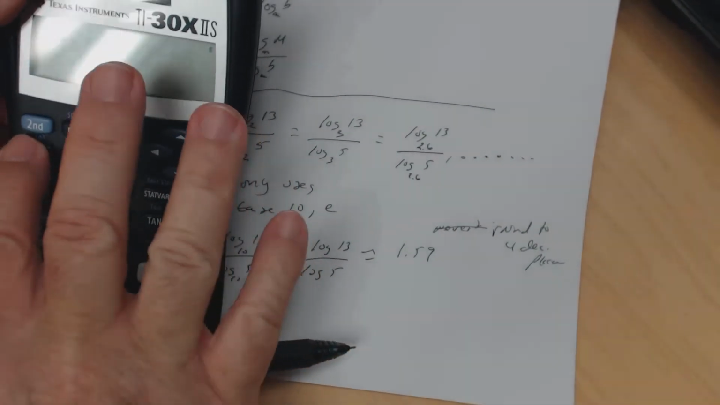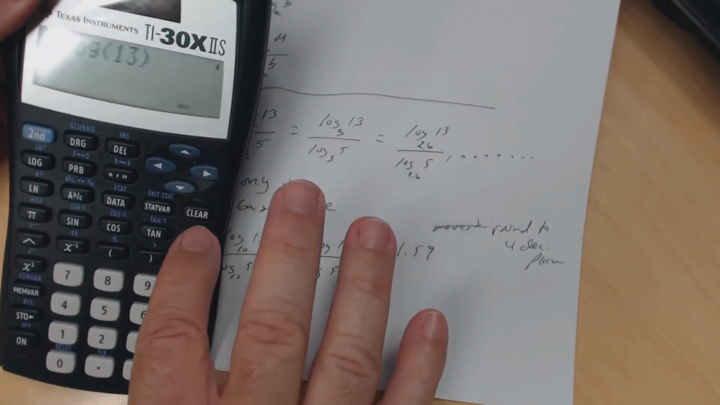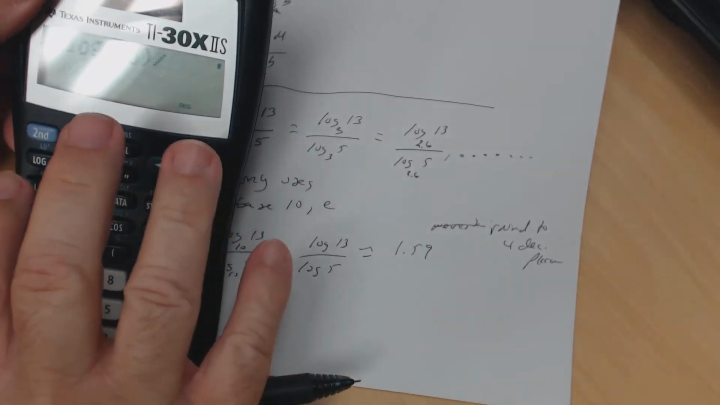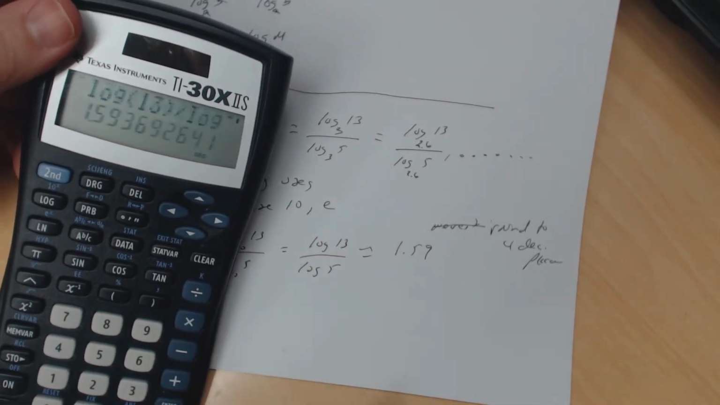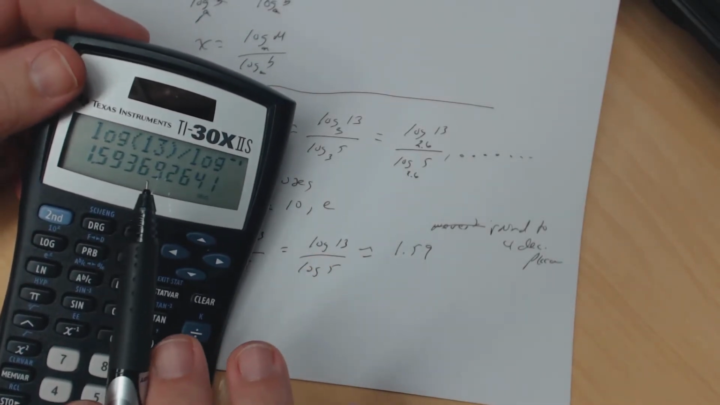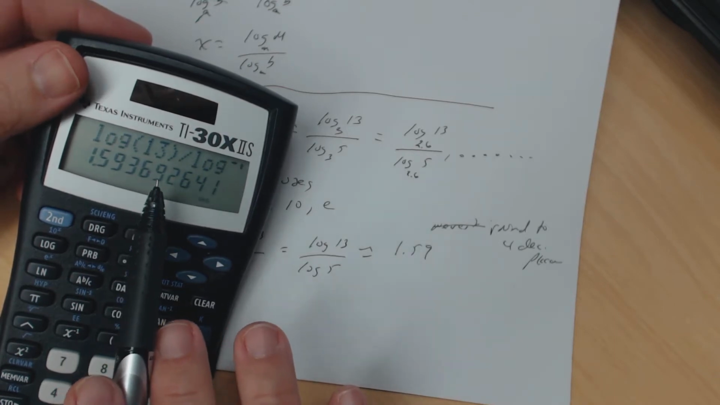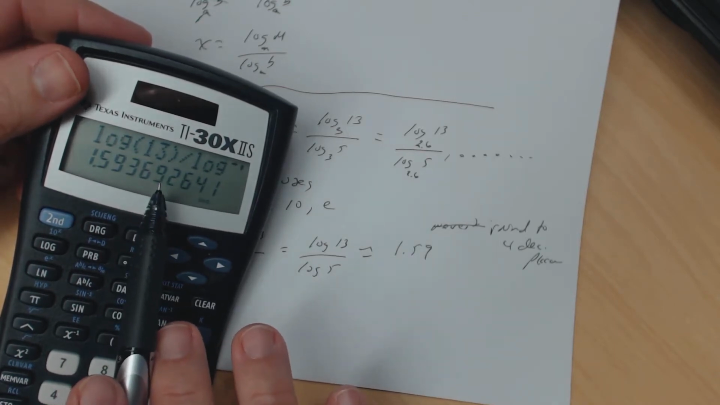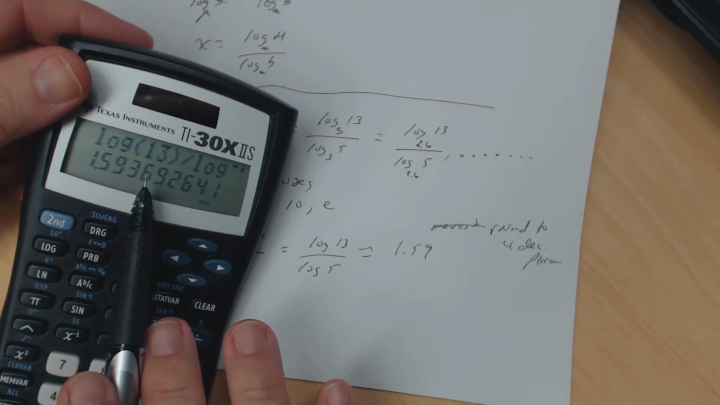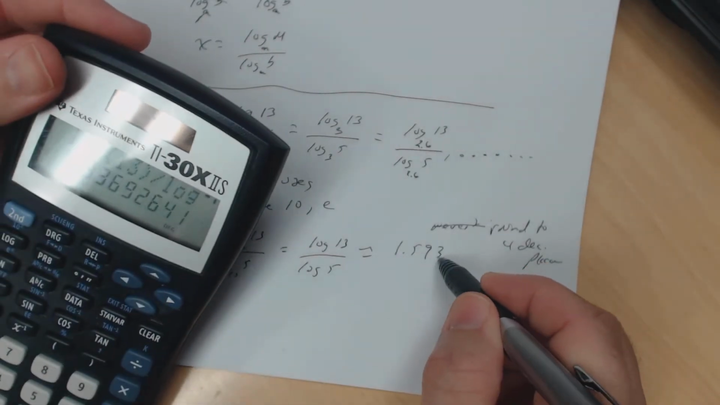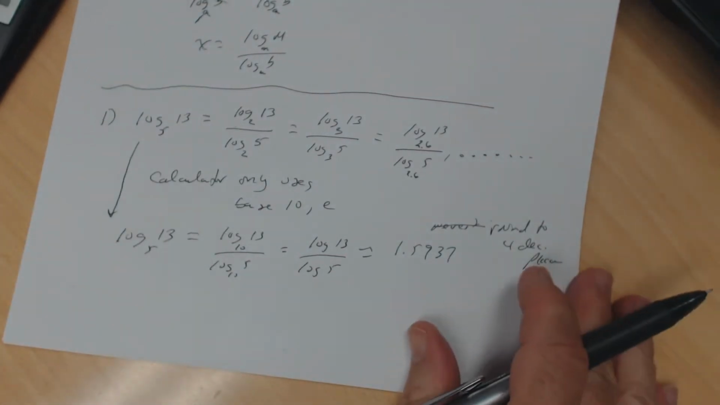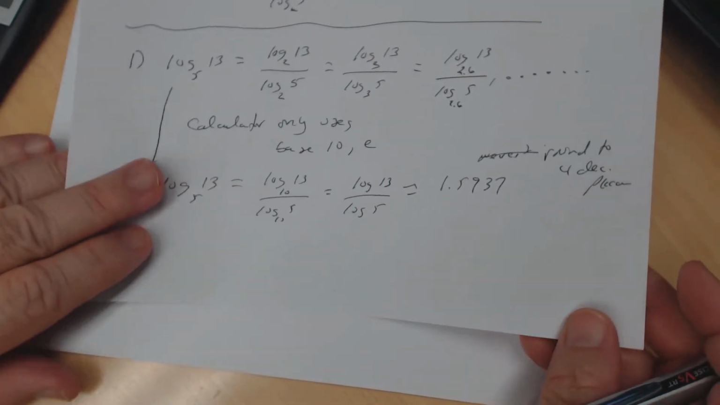So the log of 13 divided by the log of 5, close the parentheses, don't forget to close the parentheses, equal, and you get 1.5937. Because remember, you got to look at this place value here. If that's 5 or bigger, this becomes a 7. So 1.5937.